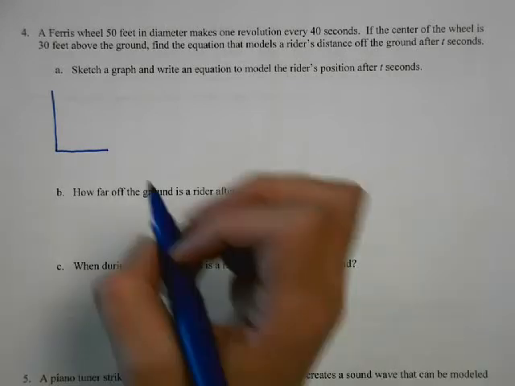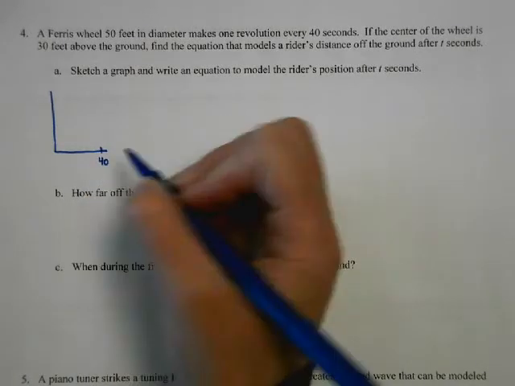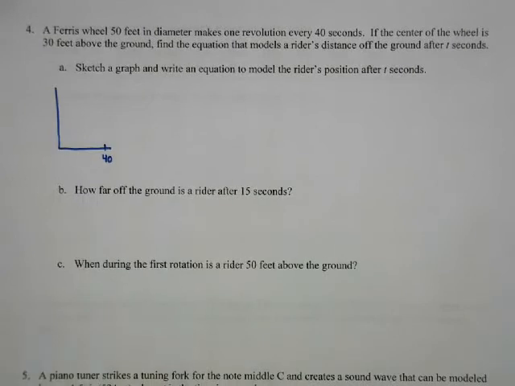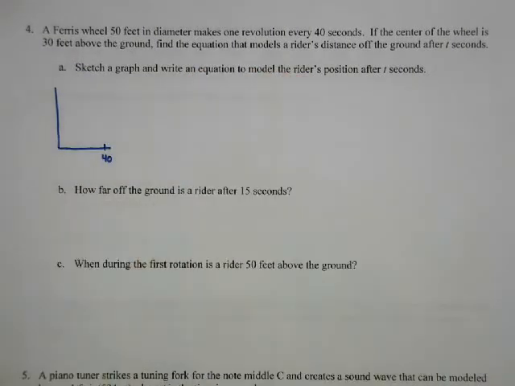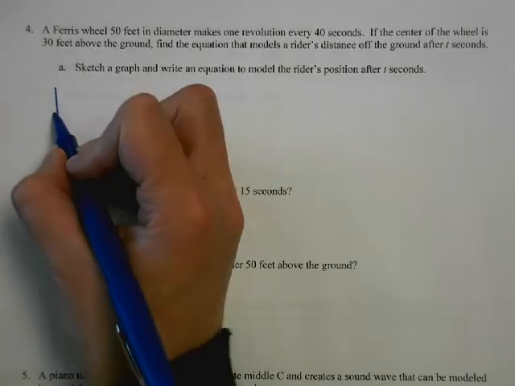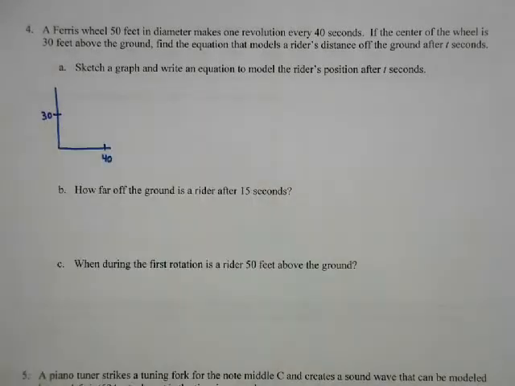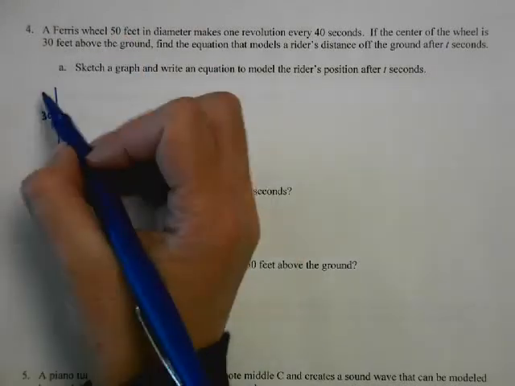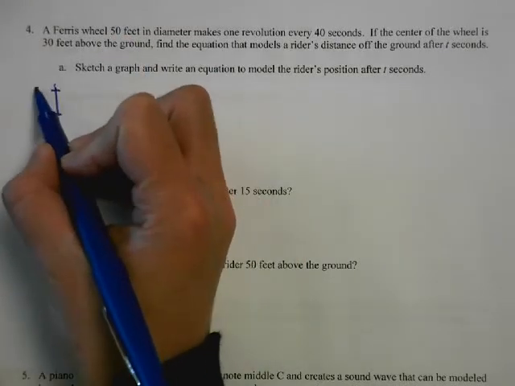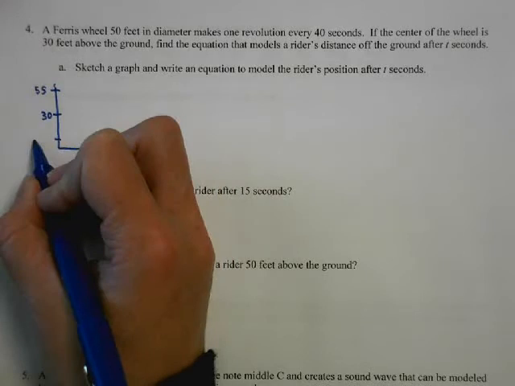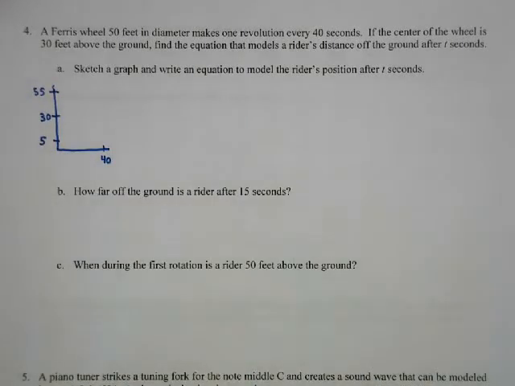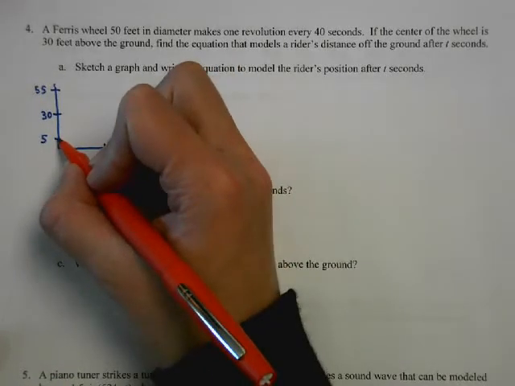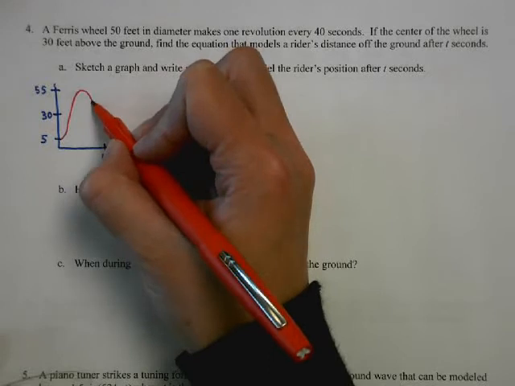Okay, it's going to take us 40 seconds to complete 1 cycle. Let's think about our y distances here. The center of the wheel is going to be at 30, and if the diameter is 50, we're going to go 25 above that and 25 below that. So the height initially is going to be 5 feet. The wheel isn't on the ground, it's 5 feet up. So it's going to go up and then back down here.